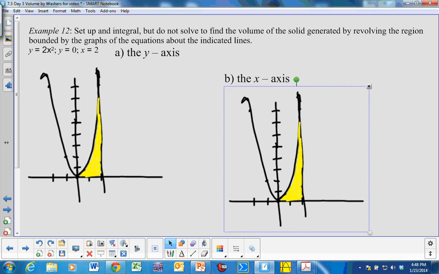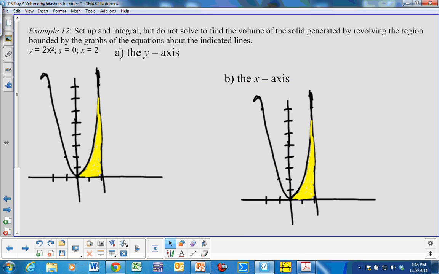Okay, so we have first around the y-axis. So first thing you should do is always draw your motion showing that's where I'm revolving. So I'm revolving around the y-axis. Well, for both of these methods, I need to be perpendicular to the y-axis. So I'm going to draw my rectangle perpendicular to the y-axis.